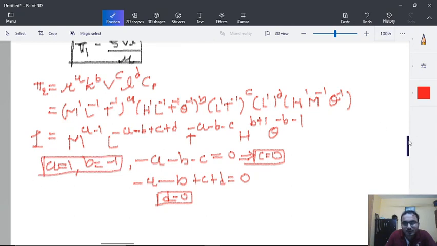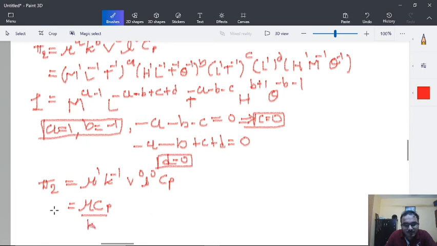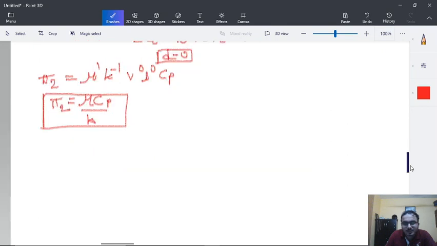So after all we can put it again in our main equation, that is pi 2, that is mu raised to 1, k raised to minus 1, v raised to 0, L raised to 0 and Cp. So the answer is mu Cp by k, that is the pi 2 term. Now we will derive the pi 3 term.